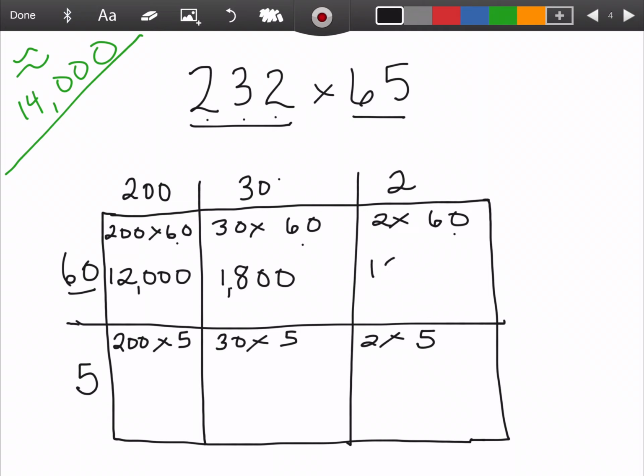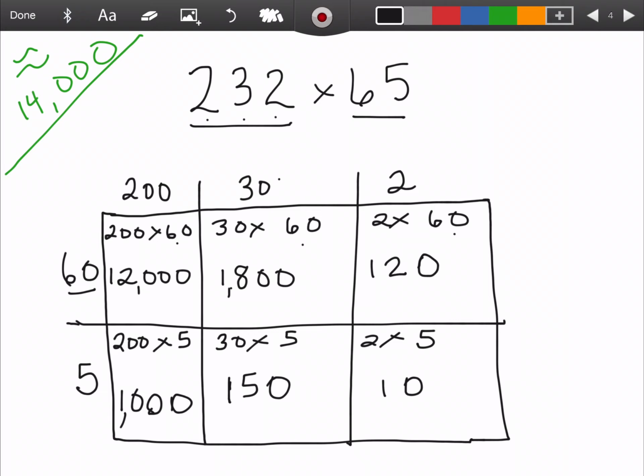2 times 6 is 12 again, but this time I only add 1 zero because it's only 60. 2 times 5 is 10, but I'm going to be adding those 2 zeros because I'm actually multiplying by 200. 30 times 5 is, well, 3 times 5 is 15, and then you add that 0. And then finally, 2 times 5 is 10.